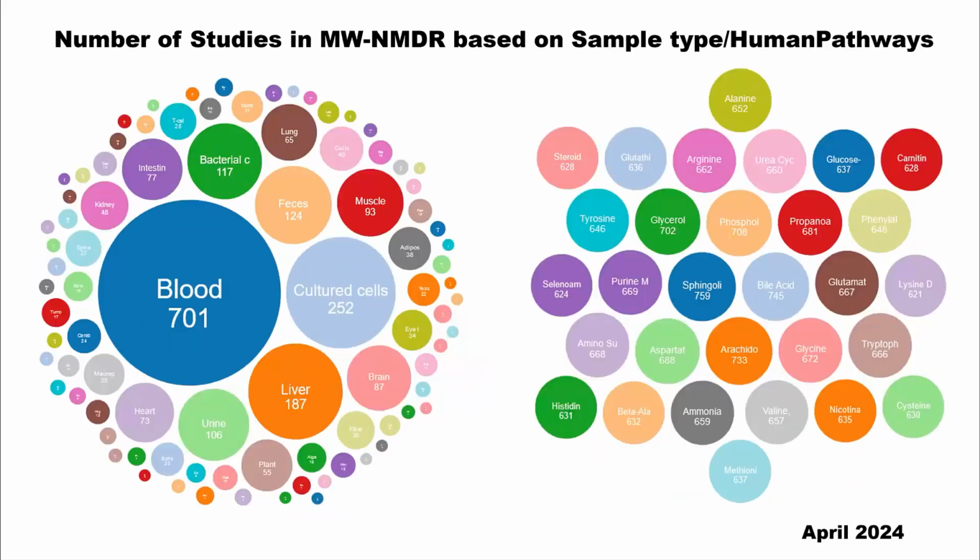Next slide. Similarly, there are other ways to slice the data and then see them and further follow through. For example, based on the sample type or the type of human pathways that are covered by the metabolites that have been measured in these studies, which we can see on the right-hand side.